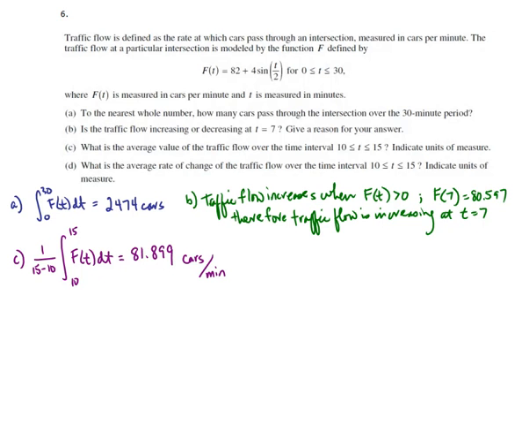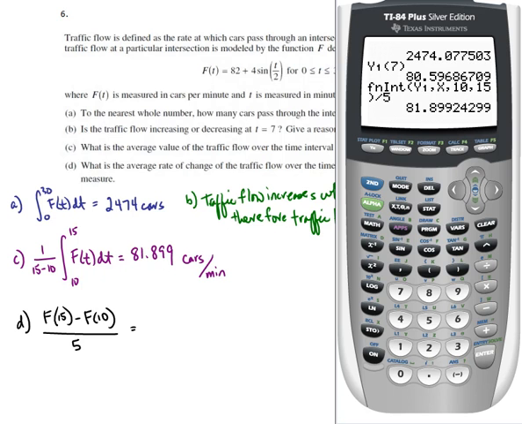Part D says, what is the average rate of change of the traffic flow on the interval from 10 to 15? So the average rate of change is different from the average value of traffic flow. The average value of traffic flow is the integral divided by the interval. The average rate of change is just the slope of the secant line connecting the beginning and ending points of the interval. And so that's just F(15) minus F(10) over 5. We bring back the calculator.